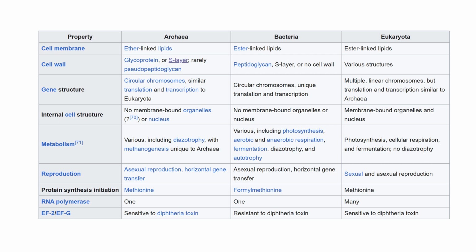Protein synthesis initiation, the methionine is common for archaebacteria and eukaryotes, and formyl methionine is specific to bacteria. RNA polymerase, there are multiple in eukaryotes but only one in archaea and eubacteria. And the last point is a little technical, but we can skip this for now.